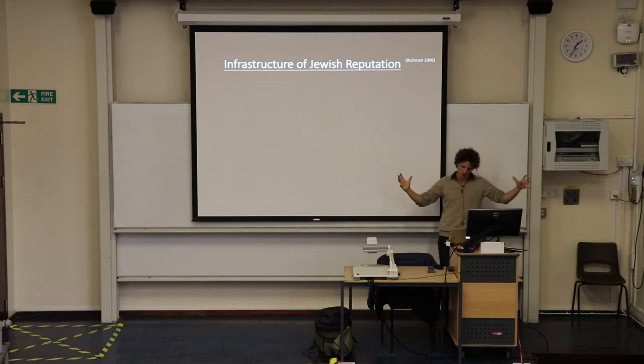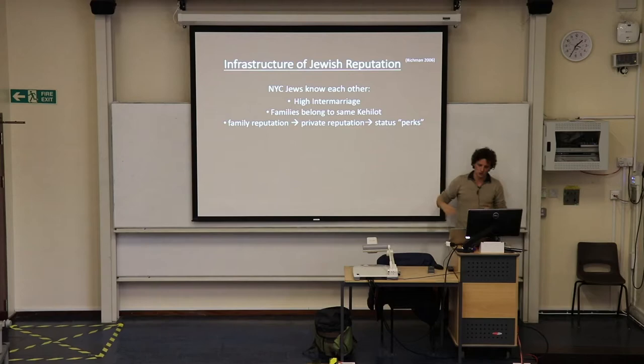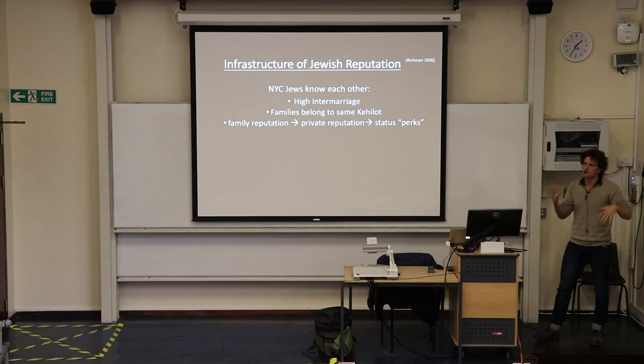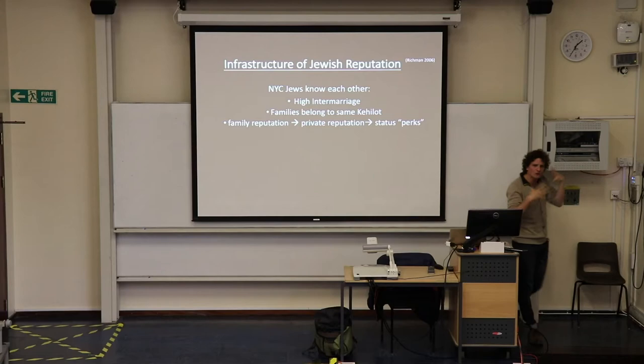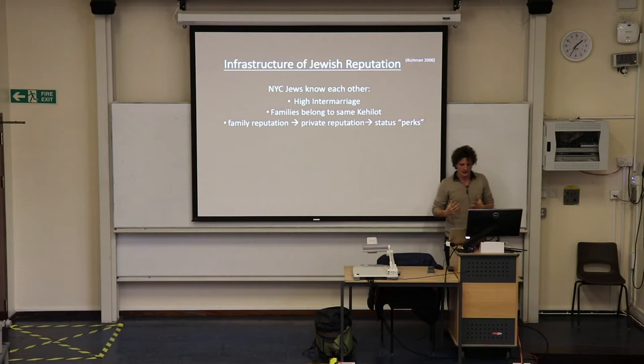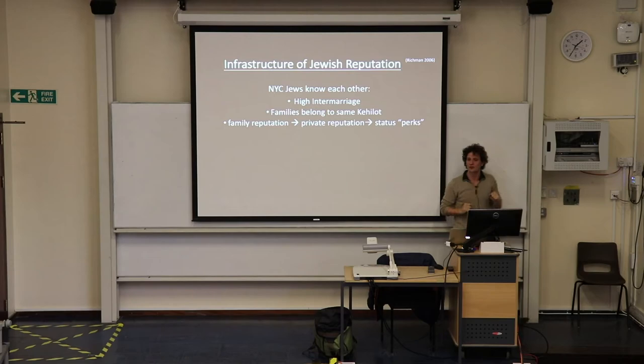He noticed, first of all, New York City Jews, Orthodox Jews especially, all know each other. They're married between each other. They have lots of children who also marry other ultra-Orthodox friends' children. Their families all go to the same kehilot. Kehilot is like the Jewish version of congregation. So they go to the same synagogue, they belong to the same communal Jewish organizations. These are very dense communities that spend a lot of time with each other. Everyone knows each other, everyone marries each other. And importantly, one's own reputation in that community, one's own status, depends very much on one's family reputation. So if your grandfather was a big rabbi, then people will know this and say, oh, he's probably something special.